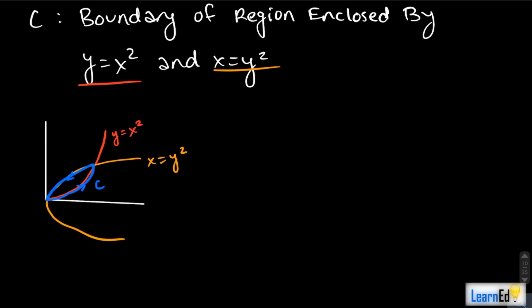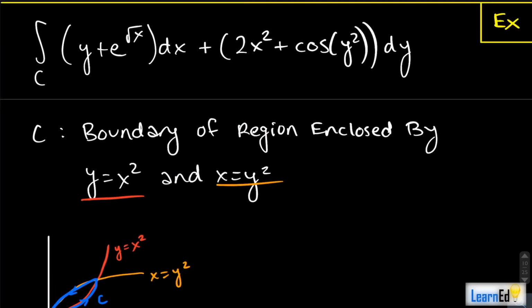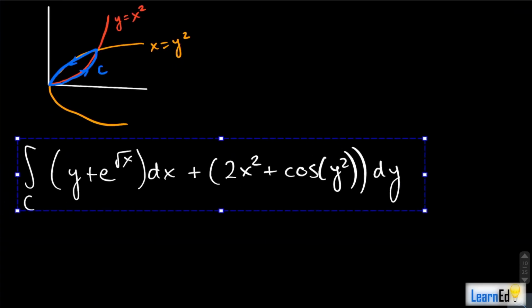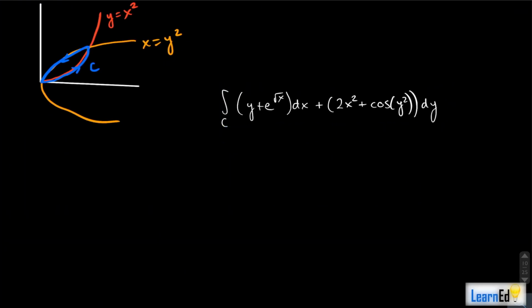Now that we have that, what we can do is start using Green's theorem. Okay, so let's bring down this integral. Copy, paste. Now what we can do with our integrand is represent this as, remember, F is equal to PQ, right? Those are the components of our vector field. So we're just going to make these components. So y plus e to the root x is our first component, and our second component is 2x squared plus cosine of y squared.